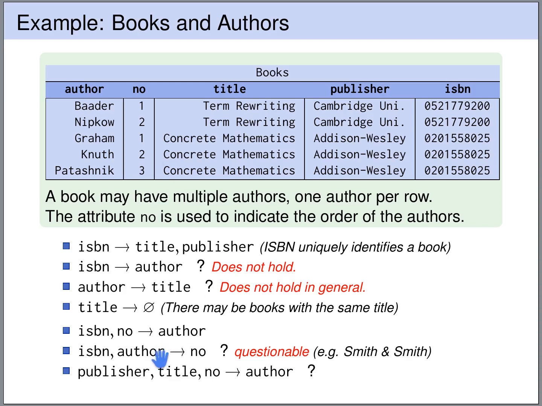What about the title, the publisher, and the number together? So the publisher of the book is known, the title is known, and the number of the author. Does this together determine the name of the author?